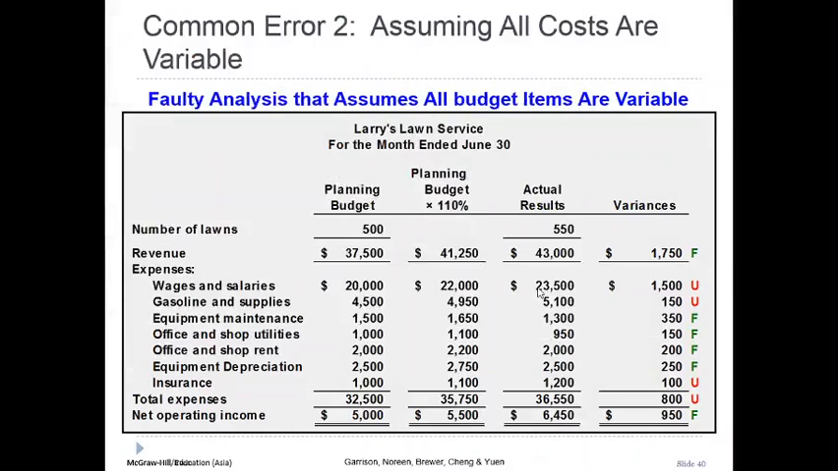And then the second one is assuming that all costs are variable. Similarly, utilities, rent, depreciation and insurance will not change. They are going to be fixed in some sort of way. They don't go higher when we mow more lawns.